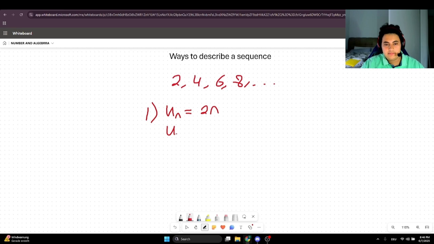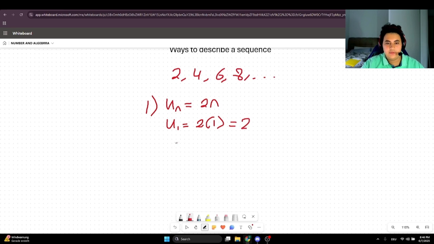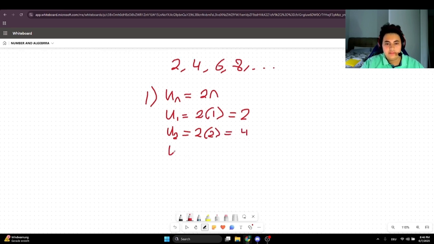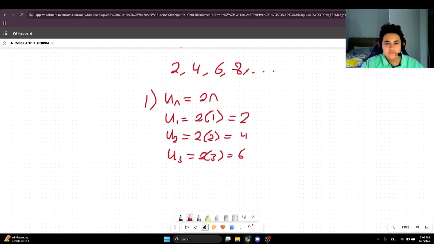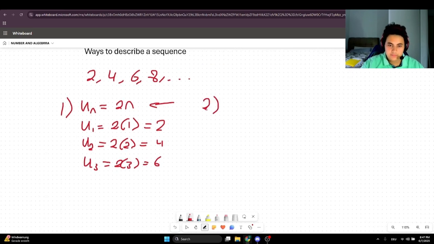Because when n is 1, u1, then 2 is multiplied by 1, which gives us 2, right? When we're trying to find the second term, u2, 2 times 2, which is equal to 4. Want to find the third term, 2 times 3, equal to 6, and so on. Yeah? So the first way is a general form where we describe it in terms of n, where n is an input in the formula. Now, the second way to describe it is something called the recursive formula or the recursive relation.